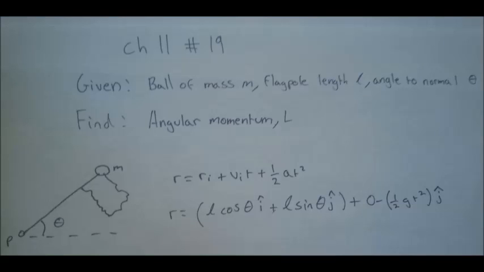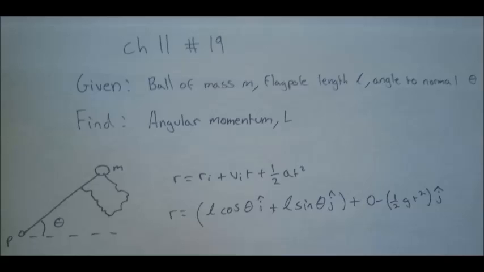So, using our equation, r equals r initial plus the velocity vector times time plus 1/2 the acceleration vector times time squared. We can write that in component form as the r vector equaling L cosine theta i plus L sine theta j for the initial position, plus 0 minus 1/2 g t squared as the j vector.